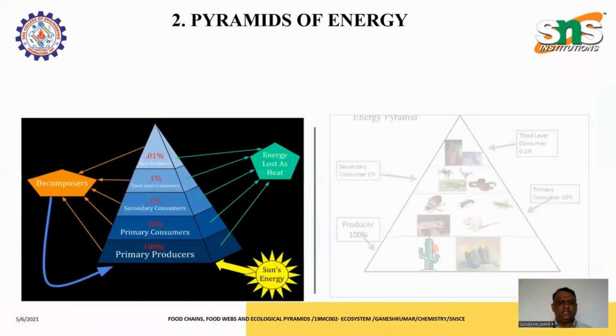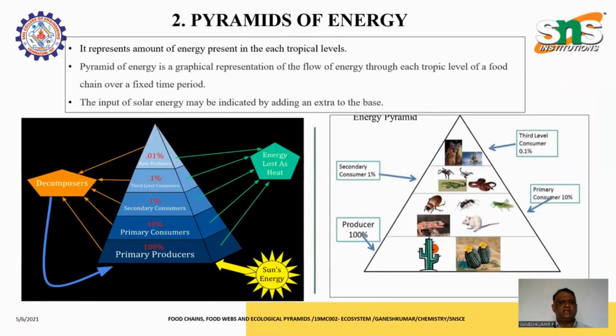A pyramid of energy. The pyramid of energy is a graphical representation of the flow of energy from one trophic level to the other. So here also, we have a broad base, which indicates primary producers are more, and the consumers and decomposers are less.